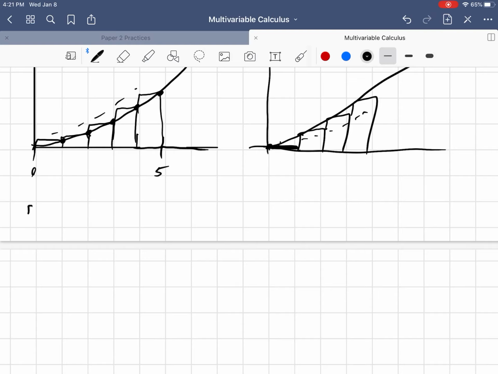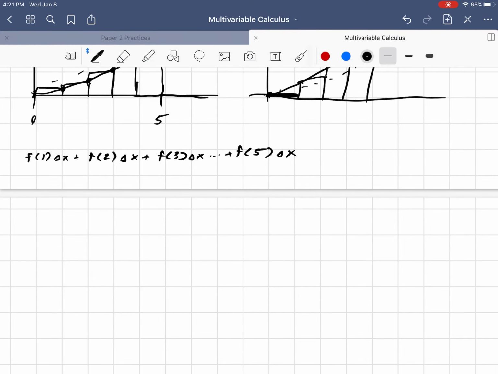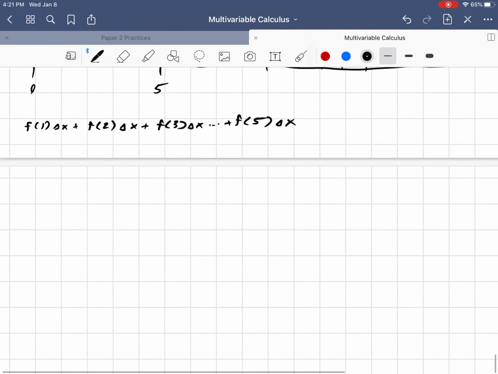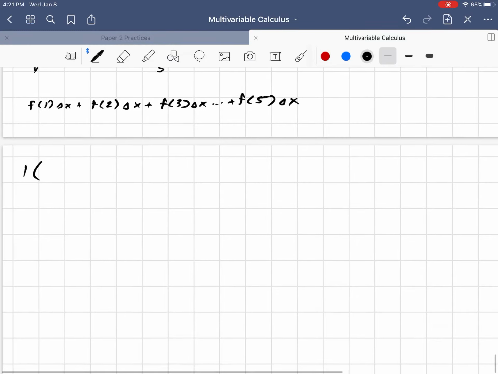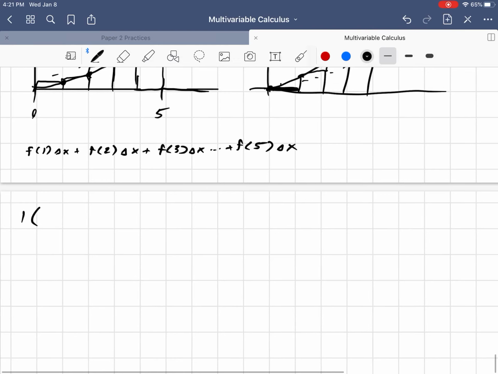The area of the first rectangle is going to be f of 1 times delta x plus f of 2 times delta x plus f of 3 times delta x plus f of 5. You know, we'd have an f of 4 there. I just threw dot, dot, dot times delta x. Now we can pull out a delta x, which is really just a 1. So we are going to get the same thing.